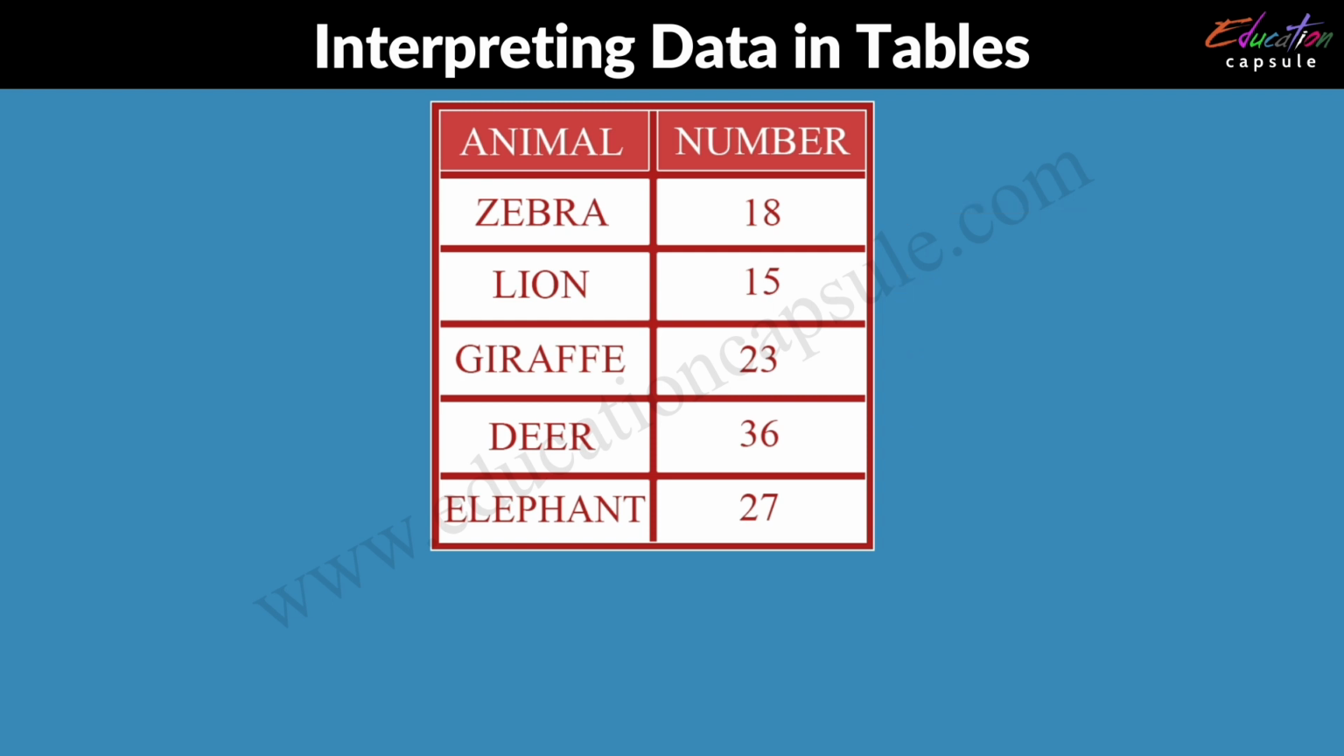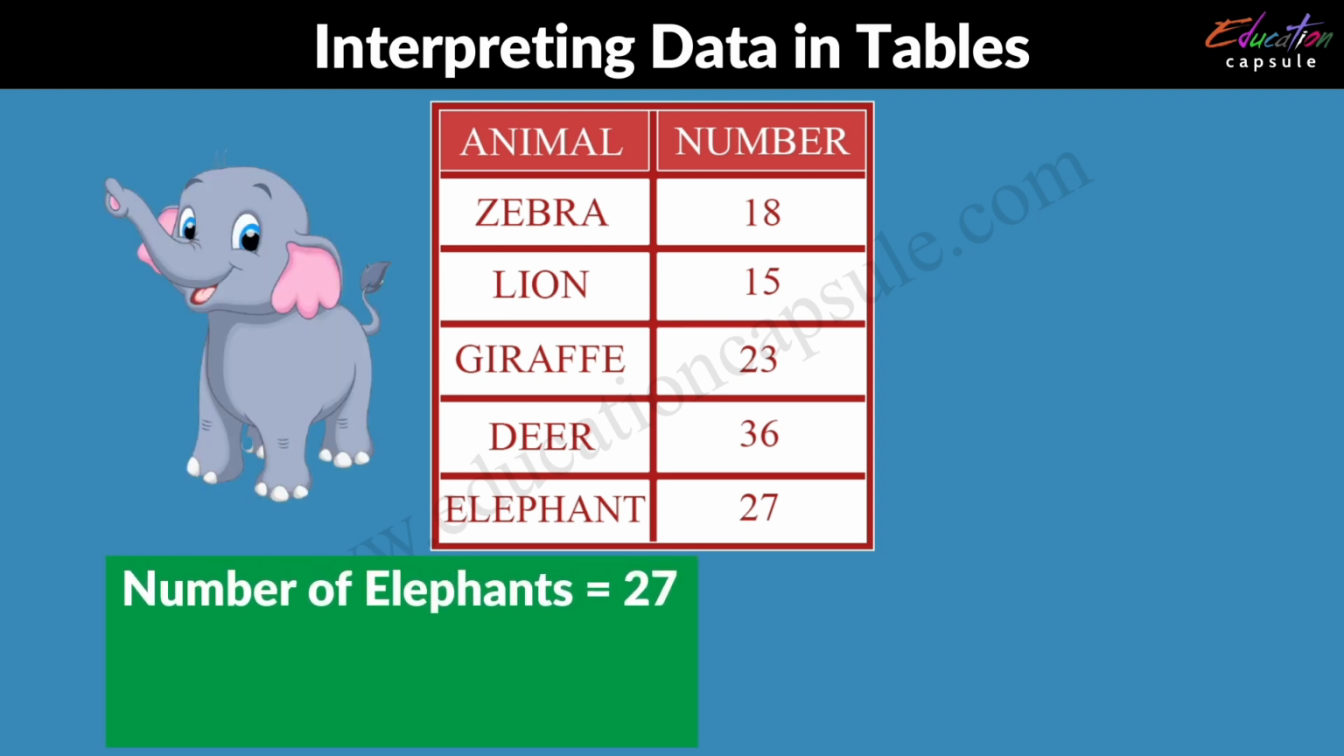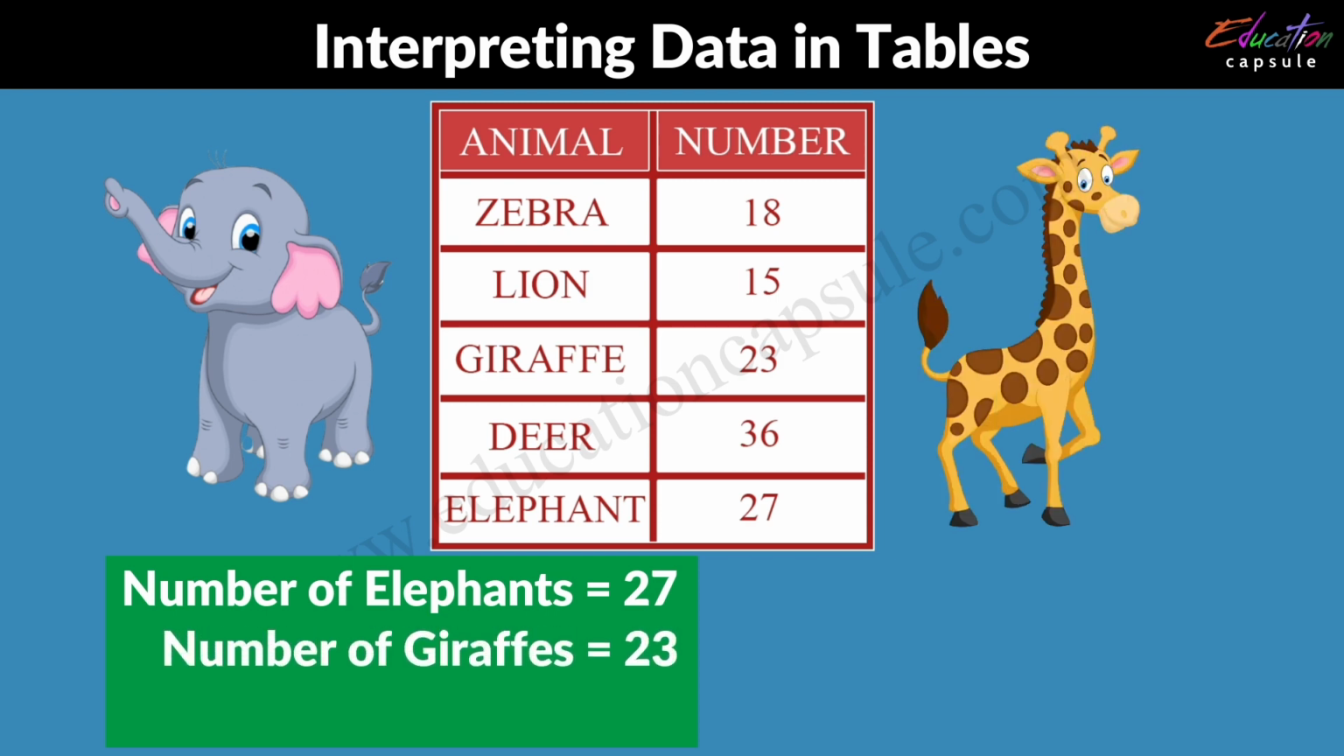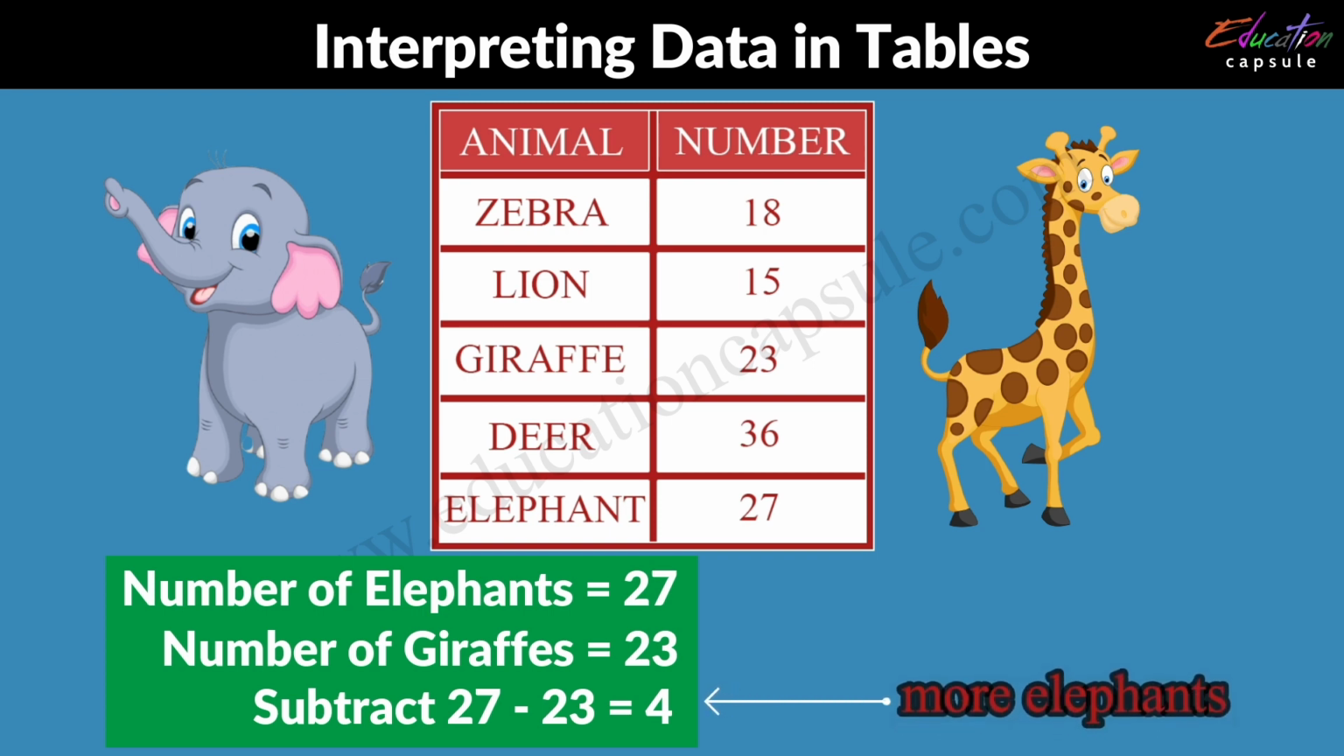So if we ask you that how many more elephants are there in the zoo as compared to giraffes? As from the table you can see that number of elephants is equal to 27, whereas number of giraffes is equal to 23. So to find out the difference, we will subtract. That is, 27 take away 23 is equal to 4. So we can say that there are 4 more elephants than giraffes.